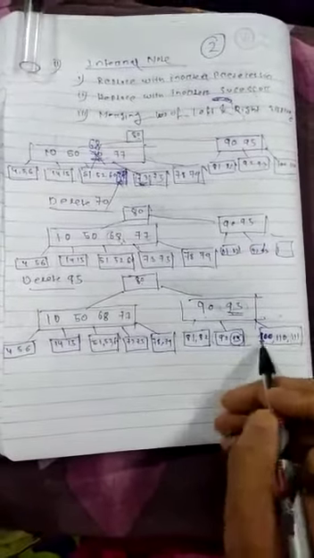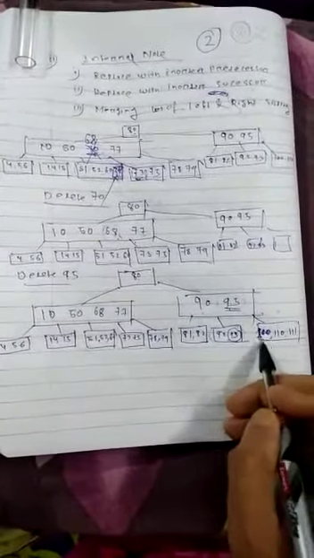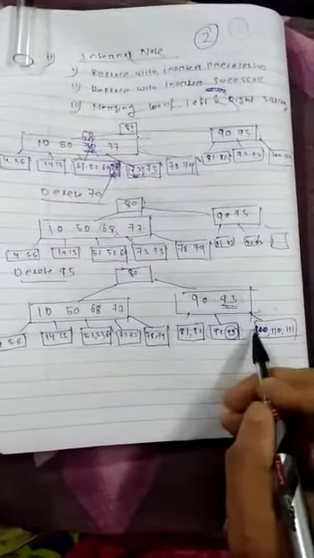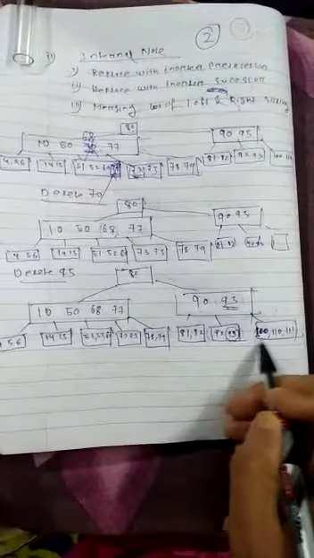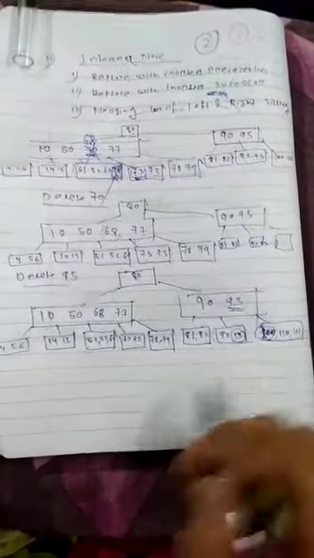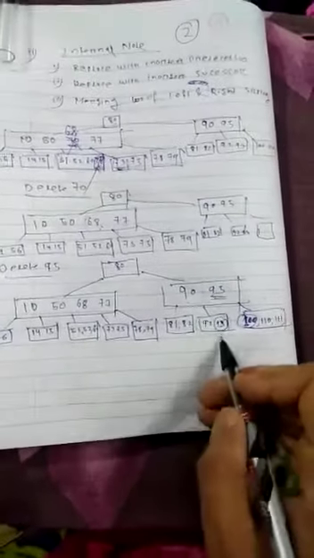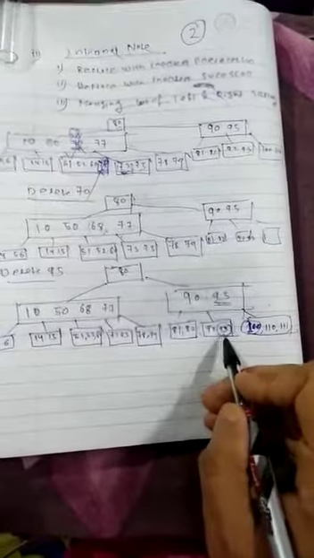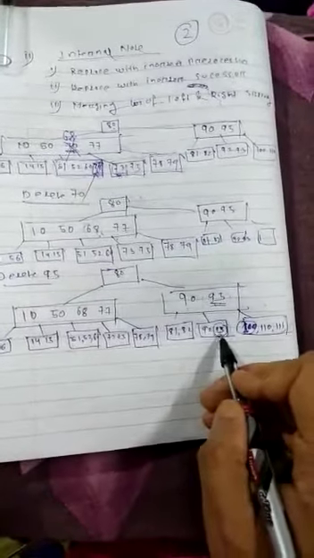And what is your in-order successor? This is the minimum element from the right node or the right subtree. So from the right node, what is the minimum element? 100. So this is your in-order successor. Then which will be replaced? First, check: can you replace 95 with the in-order predecessor, this 93?